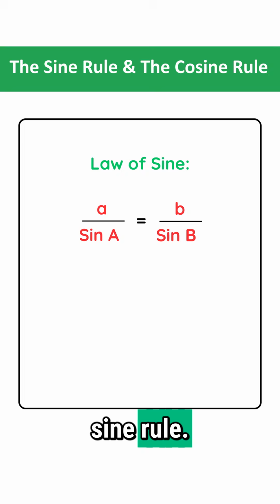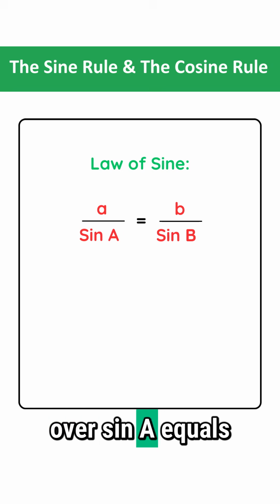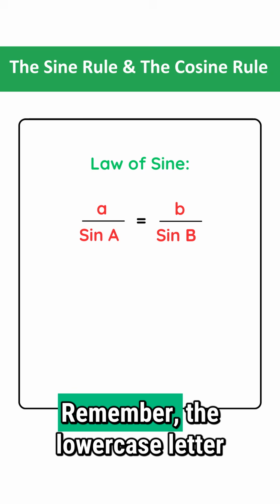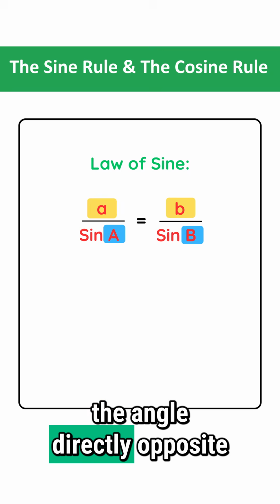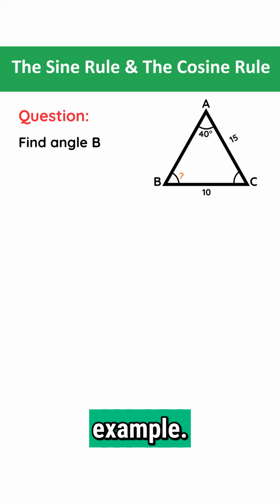Let's start with the sine rule. The formula is a over sine A equals b over sine B. Remember, the lowercase letter is the side and the uppercase letter is the angle directly opposite that side. Let's start with an example.